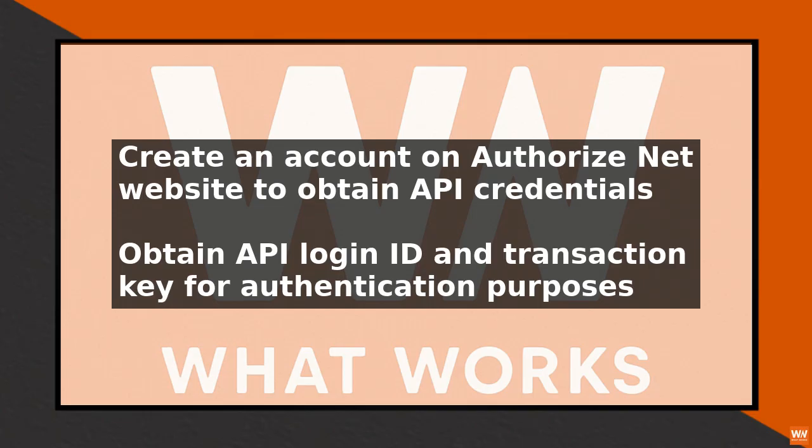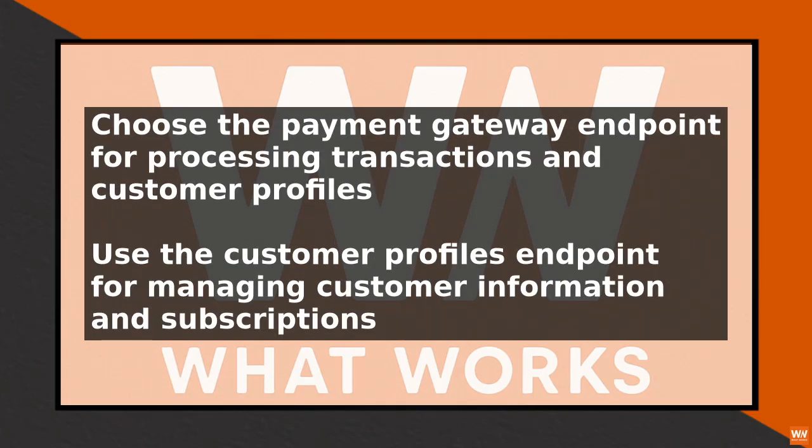To start making API calls, you need to authenticate your requests using your API credentials. You can do this by including your API login ID and transaction key in the header of your request. You can also use the OAuth 2.0 protocol to authenticate your requests. Once you have authenticated your requests, you can start making API calls to process transactions.